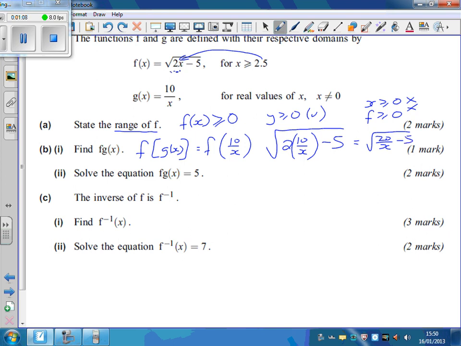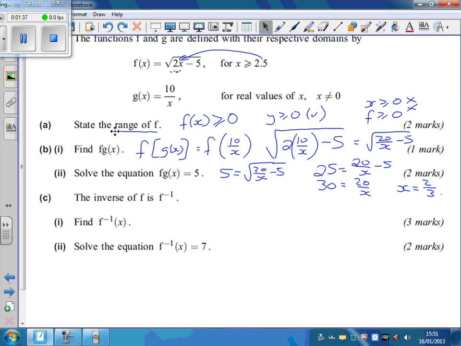It now says solve this equation. So I'm going to write 5 equals that thing I've just written. Let's get rid of the square root by squaring. So I've got 25 equals 20 over x minus 5. Let's add 5 to both sides. Times by x and divide by 30 gives me x is 20 over 30, or x is 2/3, 2 marks for that.